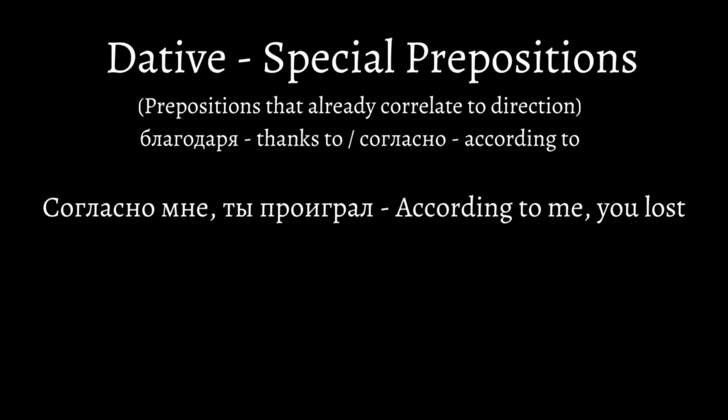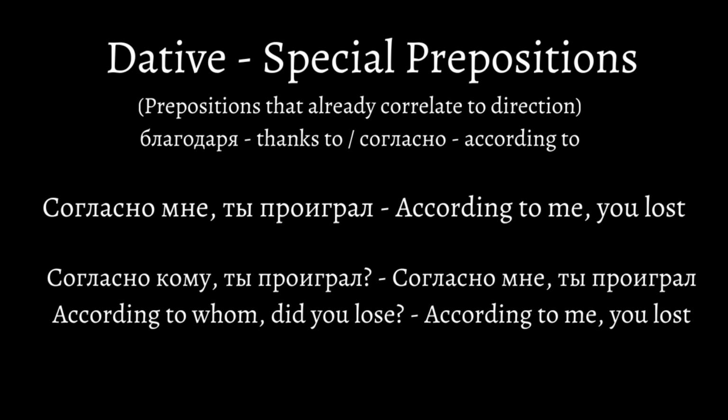Here's another example. Согласно мне, ты проиграл. According to me, you lost. This sentence also correctly translates to English. We can also ask согласно кому ты проиграл? Согласно мне, ты проиграл. According to whom did you lose? According to me, you lost. This is how special prepositions work in the dative with object pronouns.